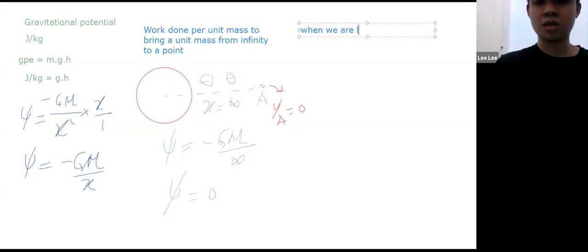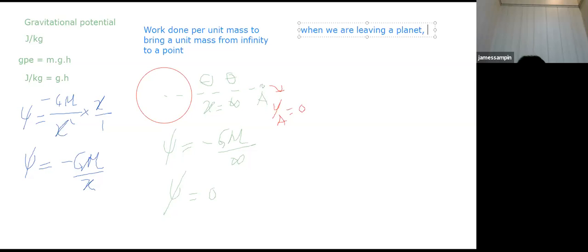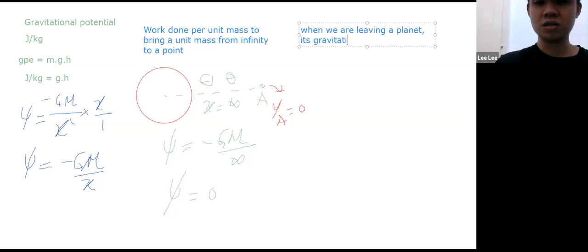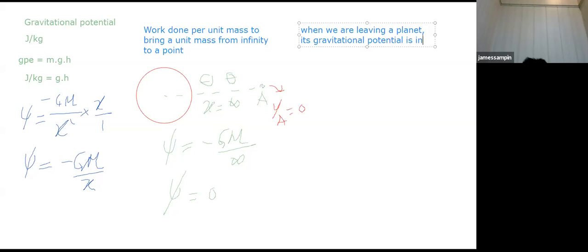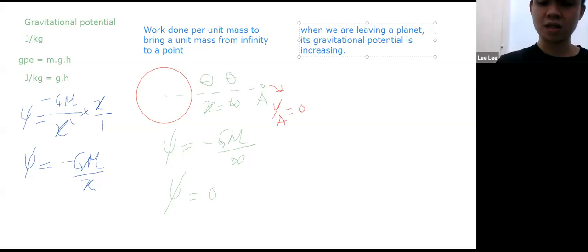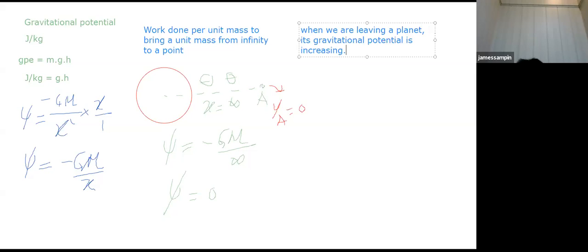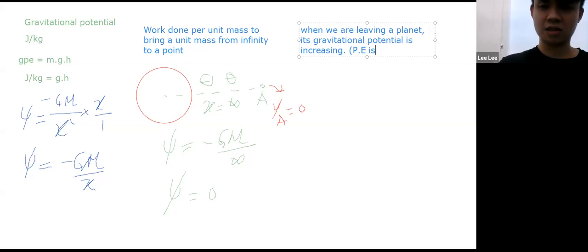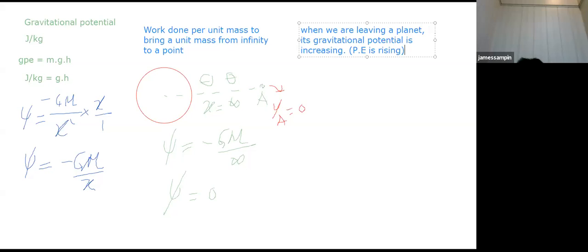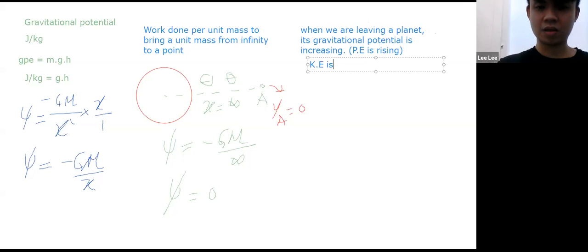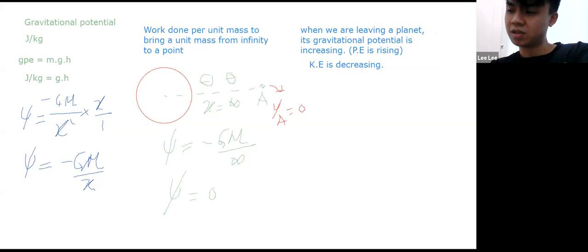So when we are leaving a planet, its gravitational potential is increasing because it changed from more negative to less negative to 0. Or we can say the potential energy is rising also. But the kinetic energy is decreasing. So if you project a rocket, when it goes further, it will become slower. And when it reaches infinity, the speed will become 0.